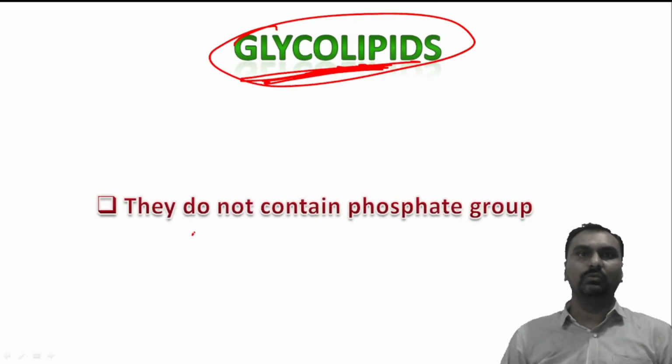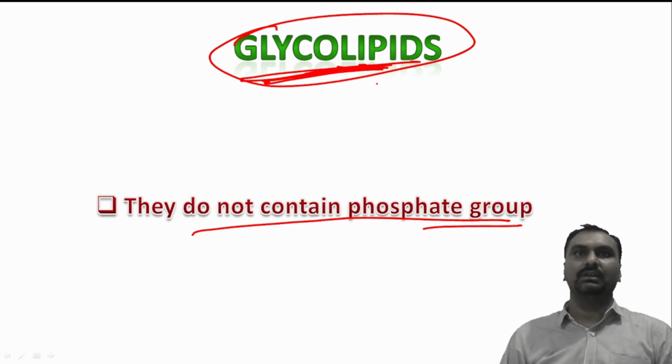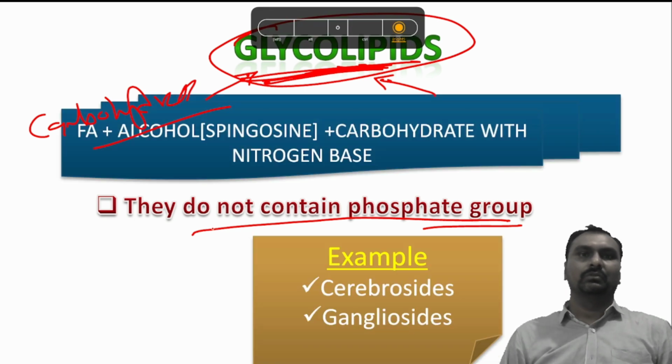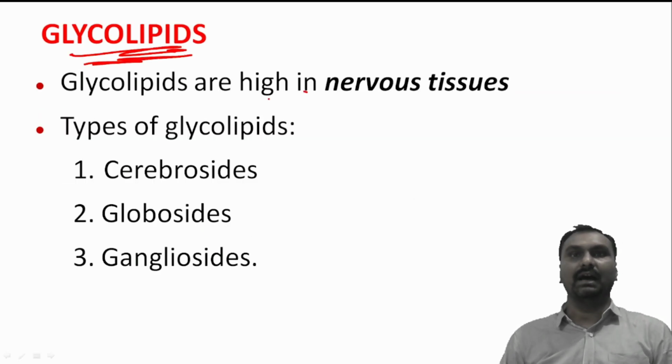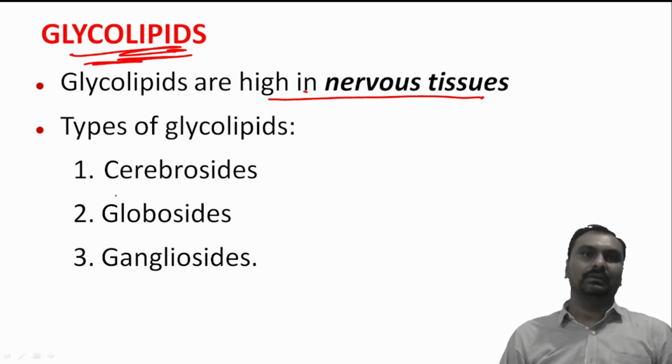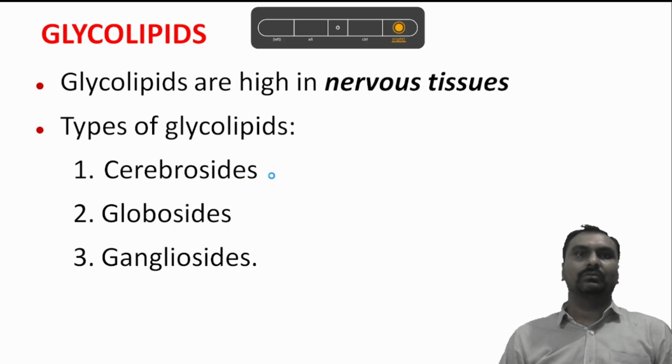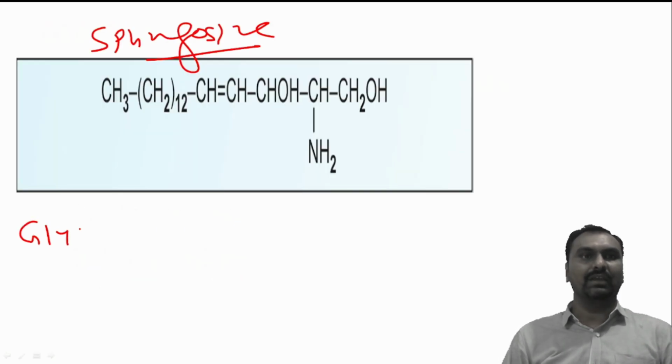Now, glycolipids do not contain the phosphate group. Instead, with the lipid, a carbohydrate group is attached. Okay. So these glycolipids are high in the nervous tissue. The types of glycolipids are cerebroside, globoside, and ganglioside.